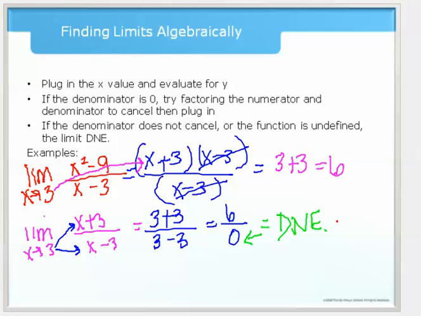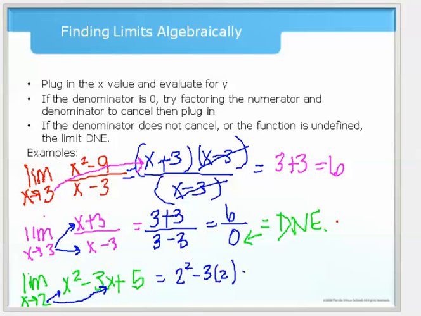Let's look at another example. Look at the limit as x approaches 2, and our function is x squared minus 3x plus 5. Here I'm just going to plug in. I don't have a fraction, so I don't have to worry about trying to cancel. I'm just going to plug in each time I see an x. We have 2 squared minus 3 times 2 plus 5. So 4 minus 6 plus 5. So negative 2 plus 5, which gives me a positive 3. So the limit as x approaches 2 is equal to 3.